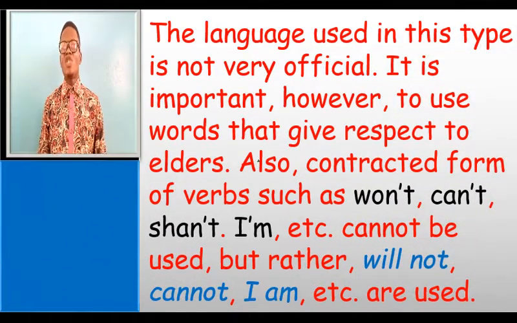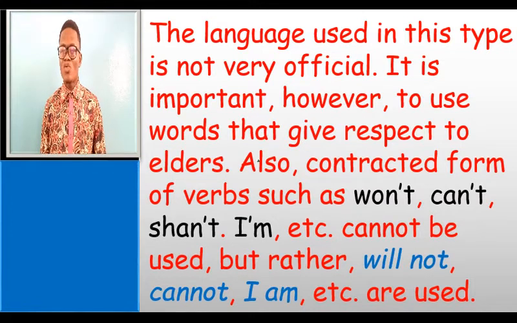Now, the language used in this type is not very official. It is important, however, to use words that give due respect to elders, because as we explained earlier, it is the type of letter written to adults, whether known or unknown. And also contracted forms of verbs such as won't, can't, shan't, etc. cannot be used; rather we use will not, cannot, I am, etc.